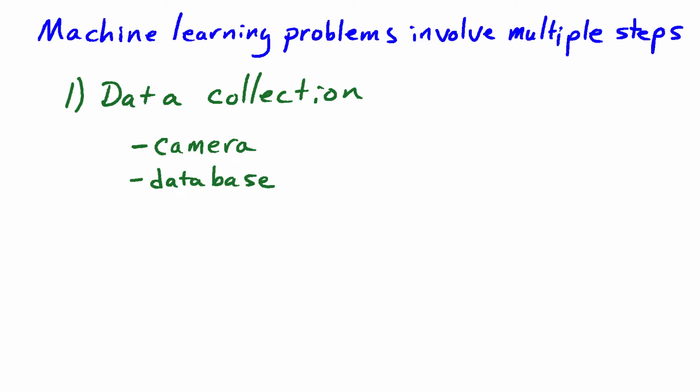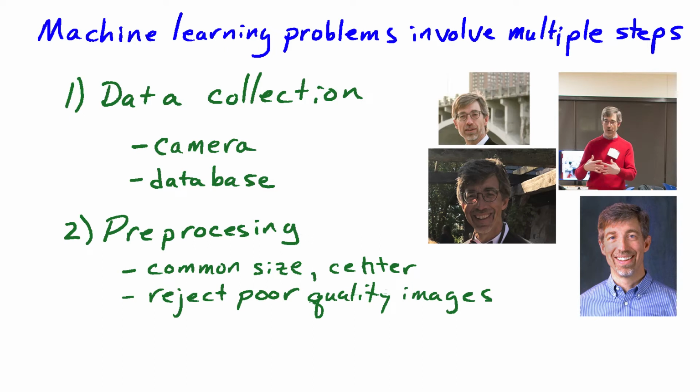If we're going to analyze the data using a computer, we have to collect the data that we're going to use. As I go through these steps, I'm going to keep an example of face recognition. We're going to have some pictures of faces. So we might get those by using a camera and collecting images, or maybe we can draw from a database of existing images. Next, we're going to want to pre-process the data that we've collected.